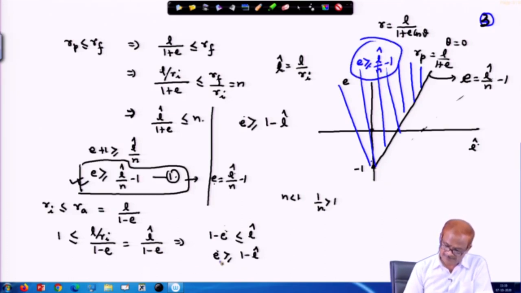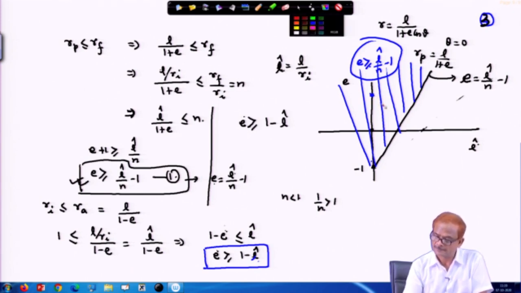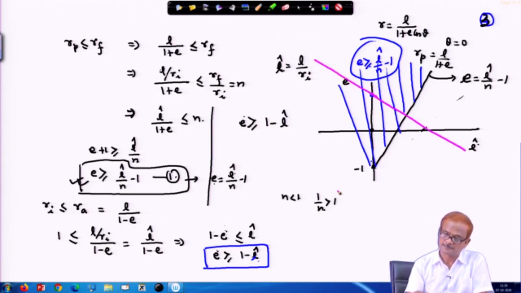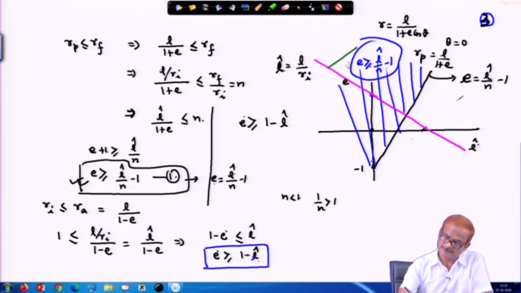Now, take the other equation, this one. Once L cap equals 0, we can see that E will be equal to 1. L cap equal to 0, E equal to 1. This is just on the opposite side, and the slope of the curve is minus 1. So it is a minus here, it just goes like this. And then E greater than 1 lies here on this side.